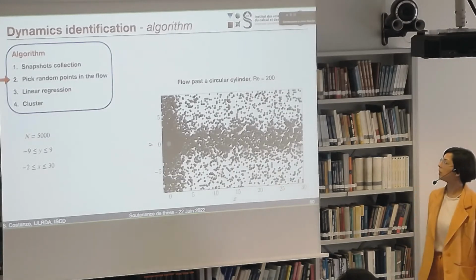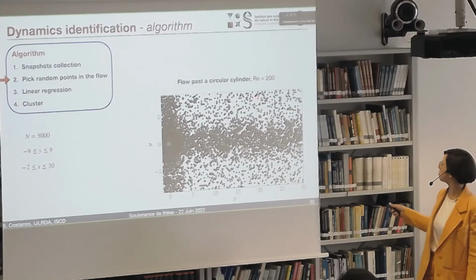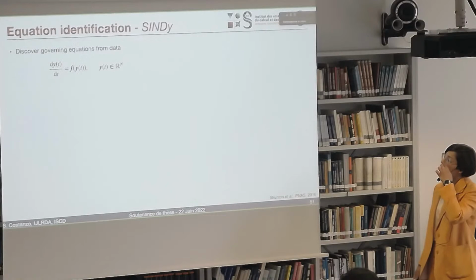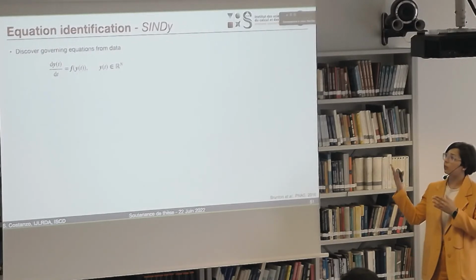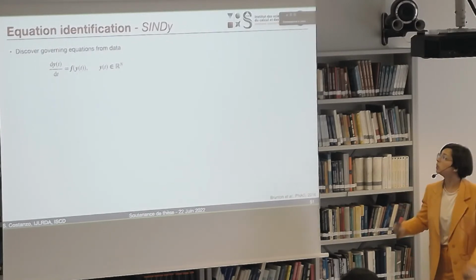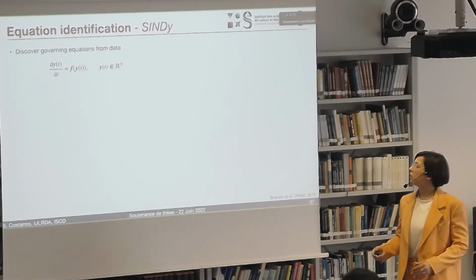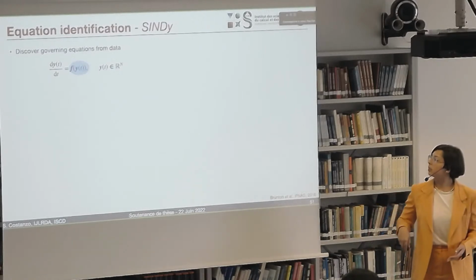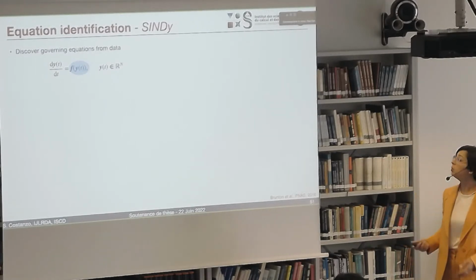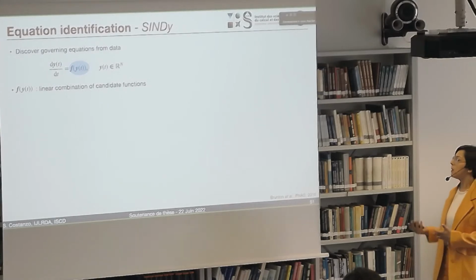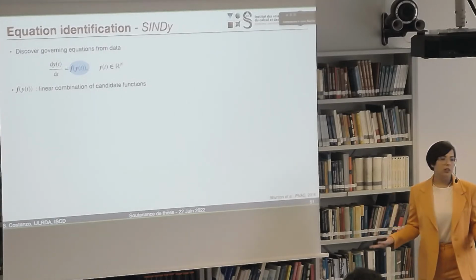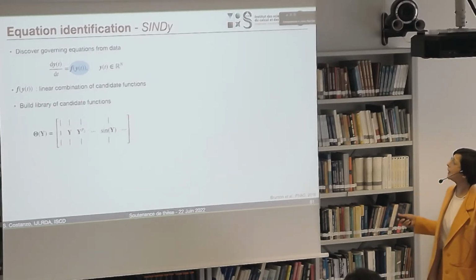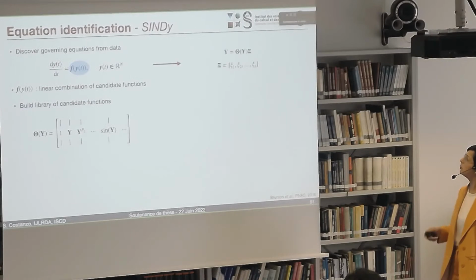Then we pick random points in the flow. Here I picked 5,000 to cover more or less the whole domain. And then we apply linear regression, which is based on equation identification in the SINDy code. So the idea is that we can discover the governing equation from data. We have a nonlinear term at the right-hand side that we don't know, so we can approximate this nonlinear term with a linear combination of candidate functions. So we build the library of candidate functions, and then we can rewrite this system like this.